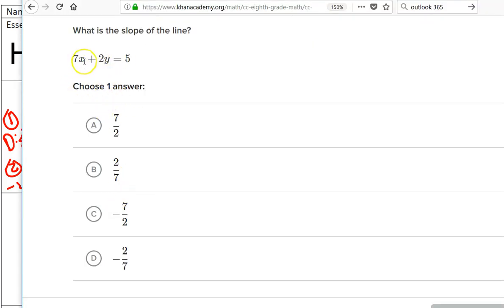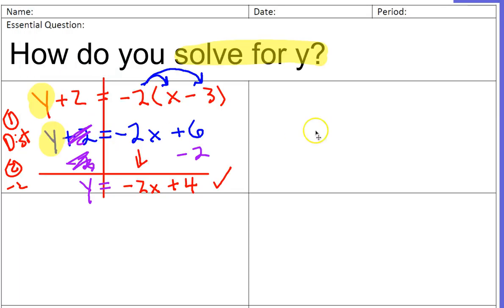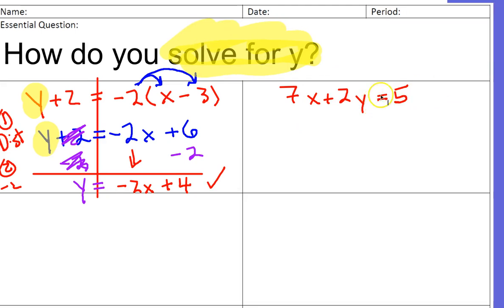Okay, now we've got a slightly different kind of problem. The x and the y are both on the same side of the equal sign, and then this numerical factor 5 is on the other side of the equal sign. So I'm going to do what I need to get y by itself. So I've got 7x plus 2y equals 5, and the instructions say solve for y. So I need to get y by itself. So I'm trying to move everything away from y.